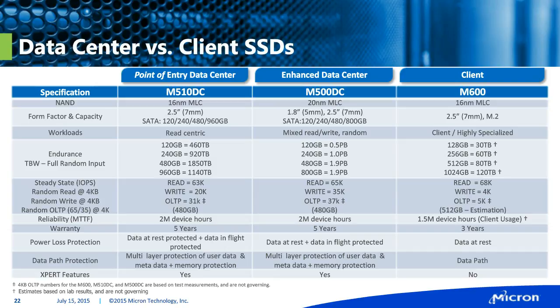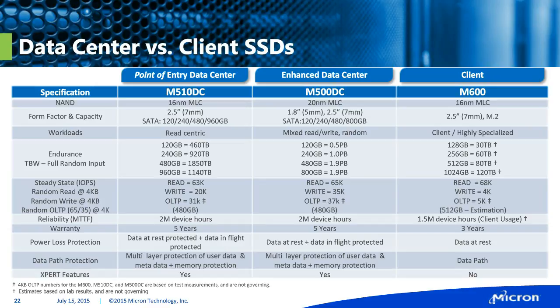You'll notice also from a specs perspective, the random performance of the M510 DC as compared to the M600 is much greater, 5x greater, and of course it's greater in an OLTP workload, and we're using really a standard of 480 gig and a 512 gig as our benchmark. We talked about reliability earlier. Data center class products have a standard 2 million hour MTTF as compared to a client class drive like the M600, which is 1.5 million hours.